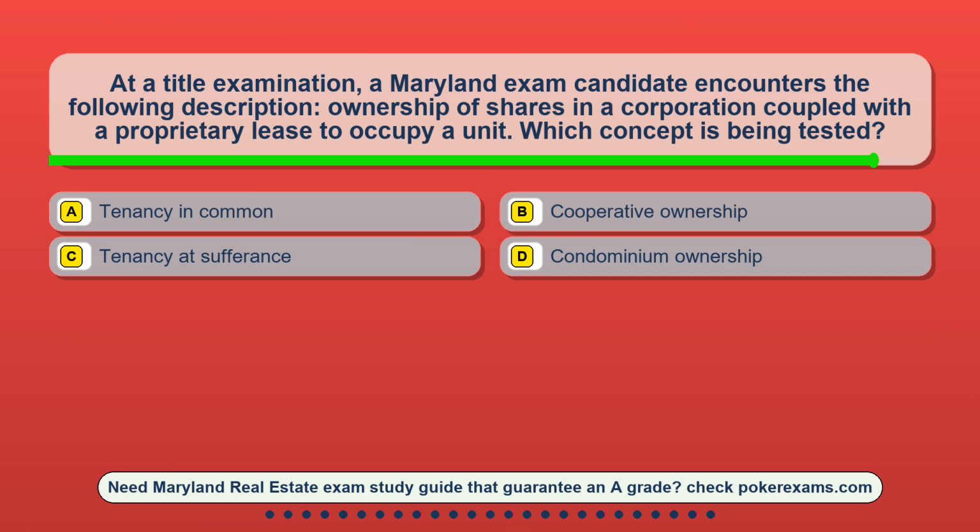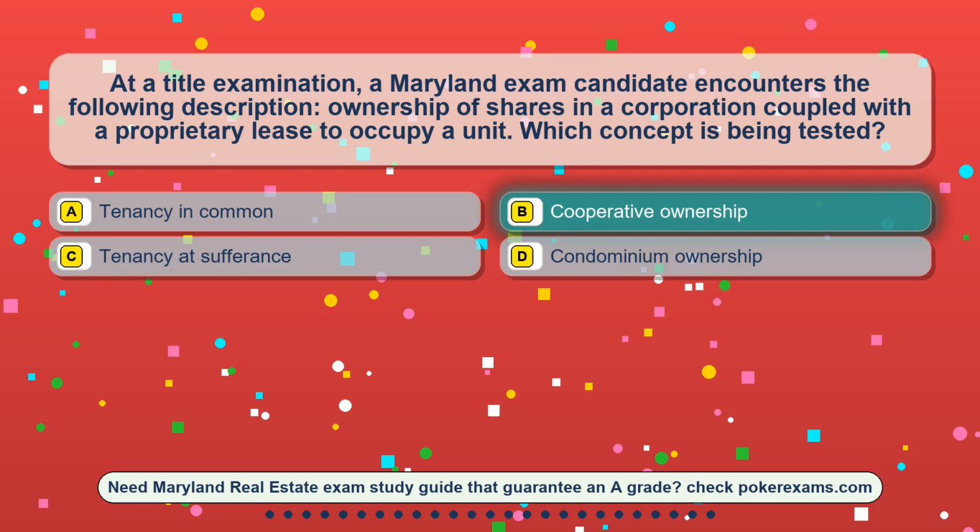Question 22. At a title examination, a Maryland exam candidate encounters the following description: ownership of shares in a corporation coupled with a proprietary lease to occupy a unit. Which concept is being tested? Option A, tenancy in common. Option B, cooperative ownership. Option C, tenancy at sufferance. Option D, condominium ownership.